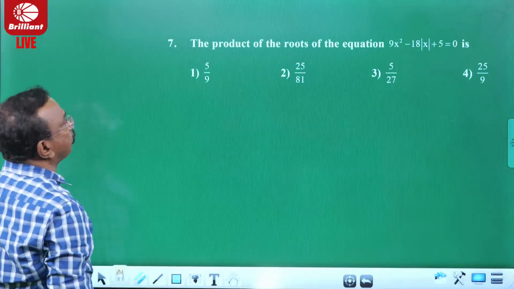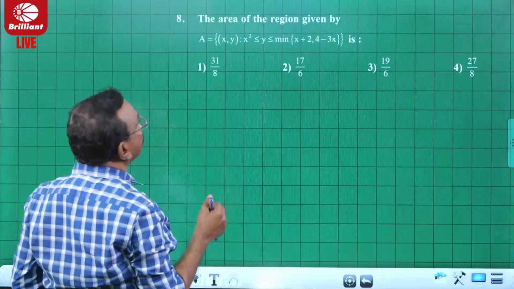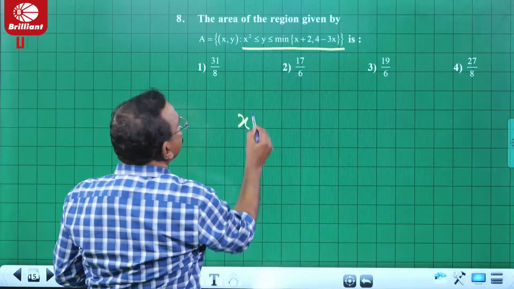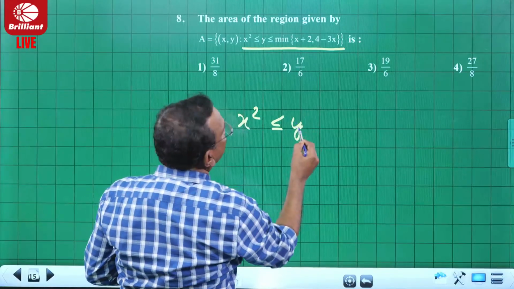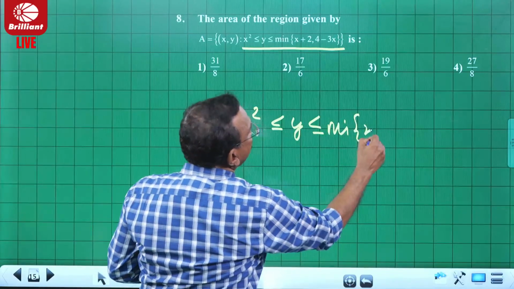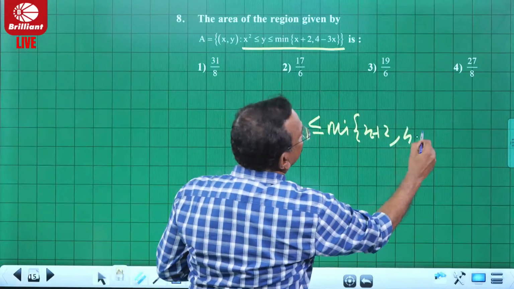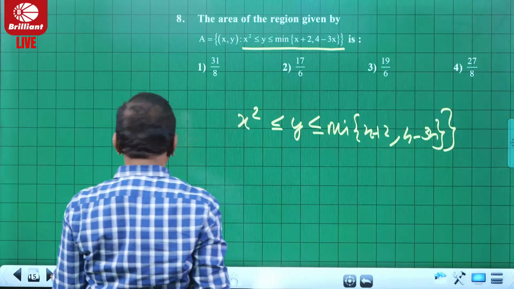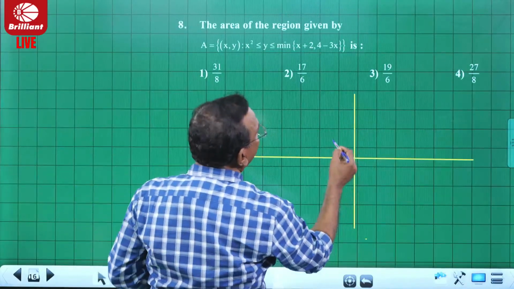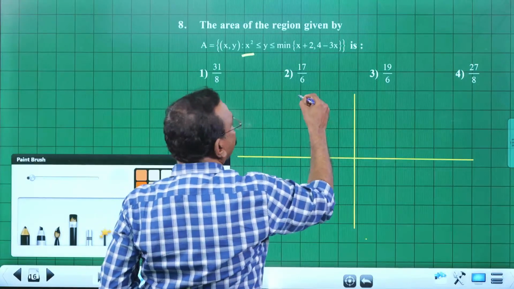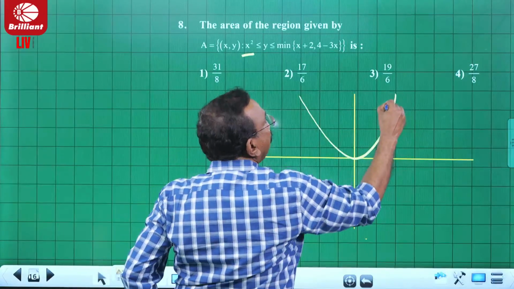We can easily observe that. Now I come to the next problem, as it's also a graphical question. There is x square less than or equal to y less than or equal to the minimum of x plus 2 and 4 minus 3x. So we can use a graph, and you can see the graph is there. One is our x square; the graph of x square is actually this curve. This is the graph of the expression.